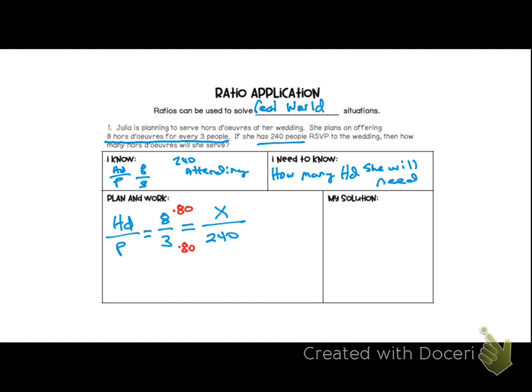So I'm going to change back to my color of blue and go over here and do the math. 8 times 80. Well, that gives me 640. So what that means is X, that's the number of hors d'oeuvres I need for 240 people, will be 640 hors d'oeuvres.